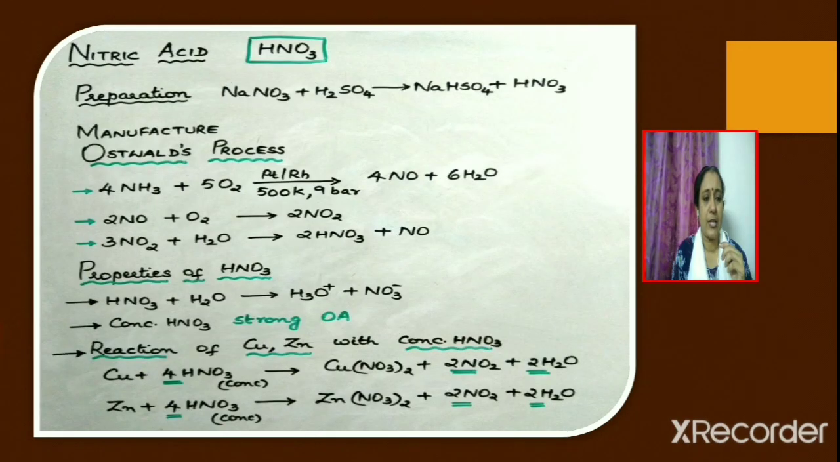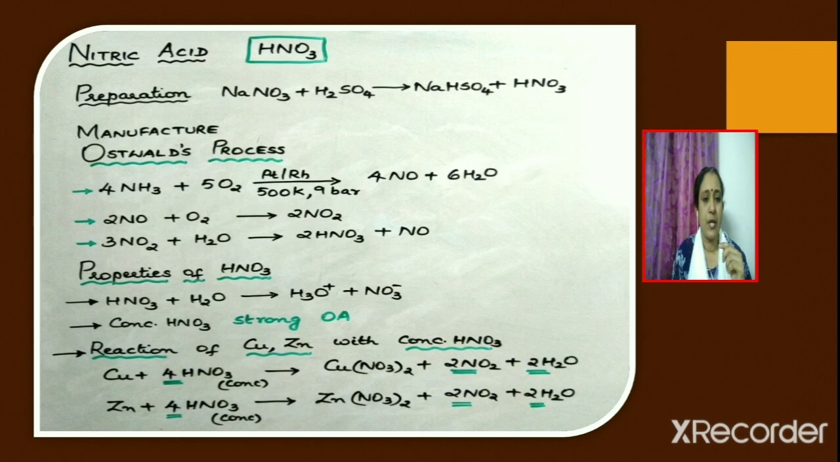Nitric acid, HNO3. Nitric acid is prepared in the laboratory by the reaction of sodium nitrate with sulfuric acid. Along with the HNO3, NaHSO4, that is sodium hydrogen sulfate, is also obtained. Now let us discuss the manufacture of nitric acid by Ostwald's process. Which are the various reactions that take place in the manufacture of nitric acid.